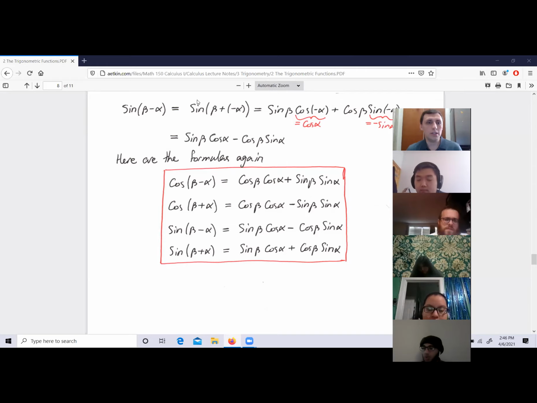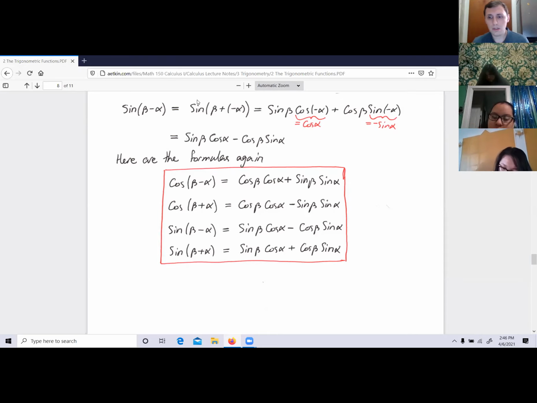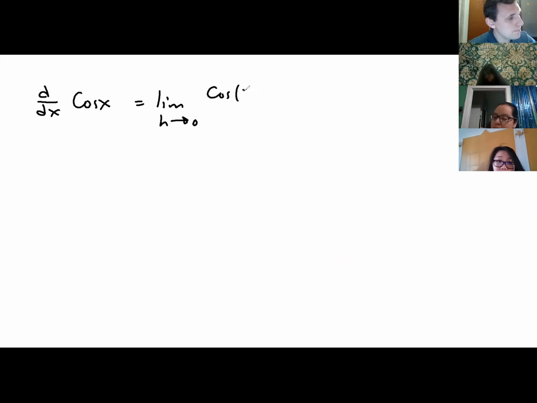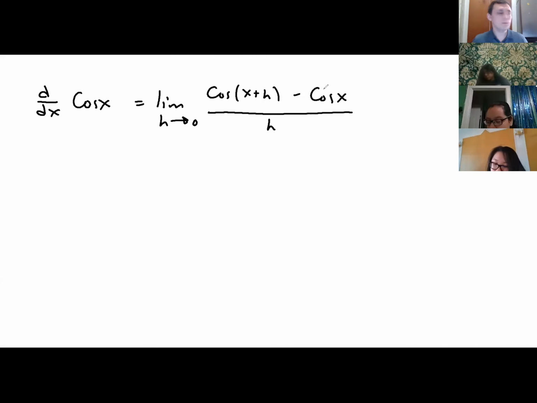All right, let's do it together, guys, and see how fast it should take us. So here, this is this limit. So I want to know what's the derivative of cosine. And for that, I can apply the definition. Good. Now, what is that, guys?